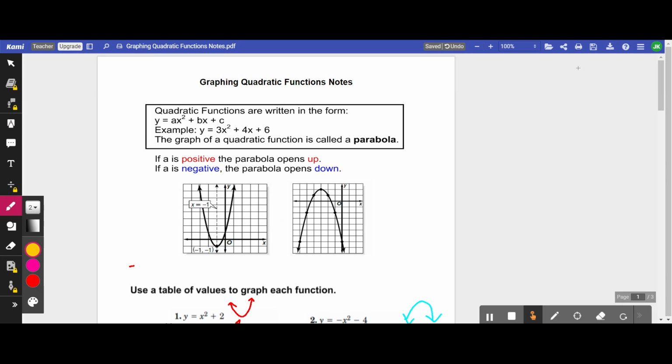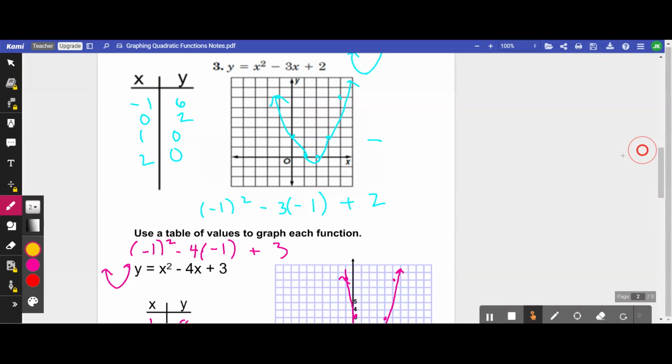Okay, so you're going to work through the Google Doc that I'm posting. You can take a picture of your answers if you want to, because it might be easier to do it that way. And just let me know if you need help on it, but it'll be more practice of graphing the parabolas here.